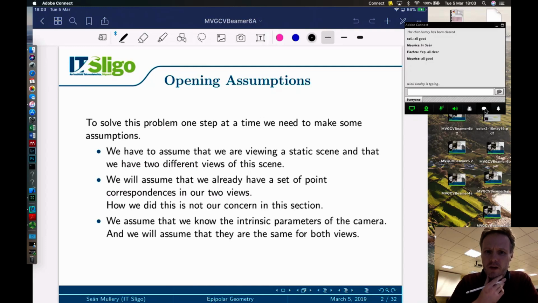We will assume that we already have a set of point correspondences in our 2 views.